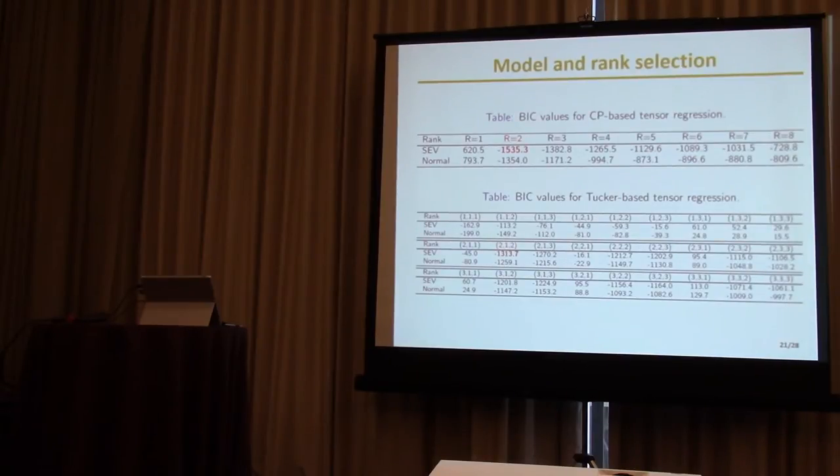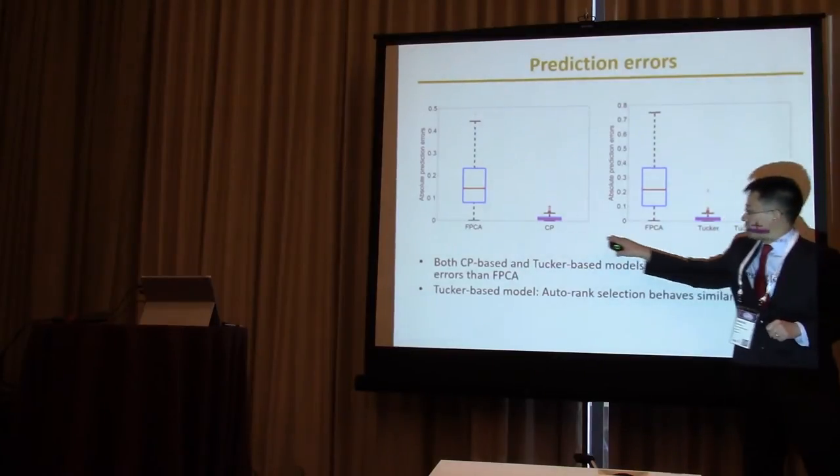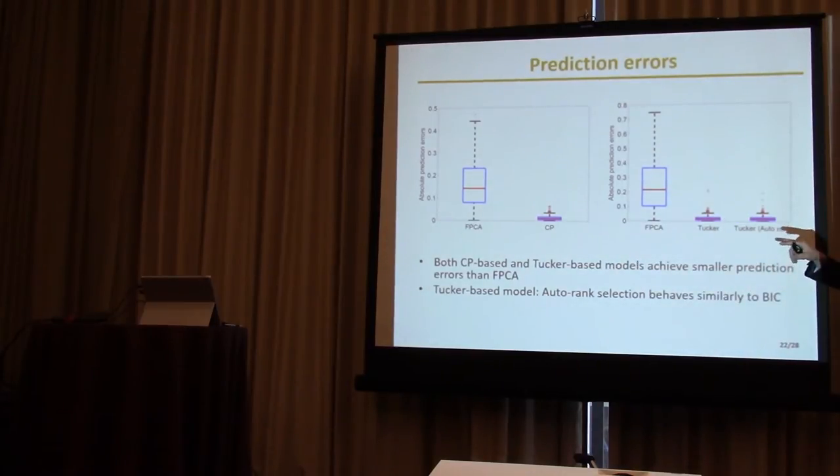In our paper, I'm not going to introduce too much detail about this automatic rank selection. And here are the prediction errors. This one is for CP, this one is for Tucker. You can see that both CP and Tucker perform better than FPCA because FPCA uses only the temporal information but loses the spatial information. Our model can capture both. And we can see that for Tucker, the auto-rank selection procedure works similarly to the BIC selection procedure.